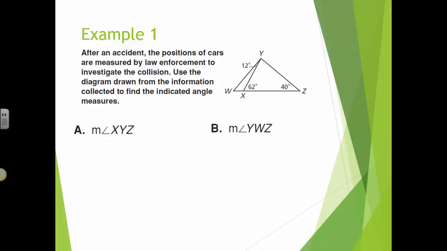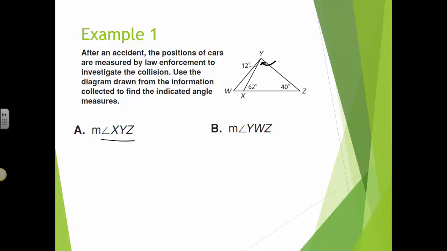Okay, so quickly looking at this example, after an accident, the positions of cars are measured by law enforcement to investigate the collision. Use the diagram drawn from the information collected to find the indicated angle measures. So they just tried to give it some fancy context, but really they just want us to find the measure of angle XYZ. XYZ, so we're looking for this angle right in there.